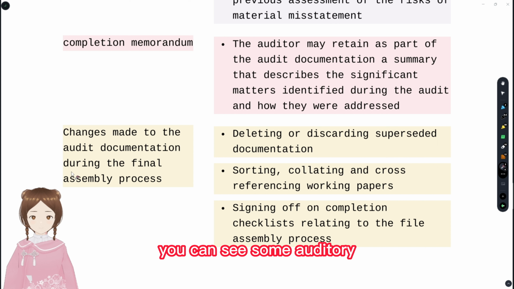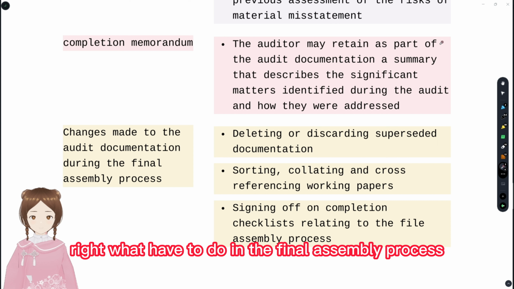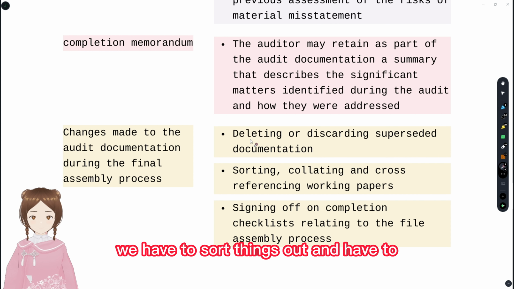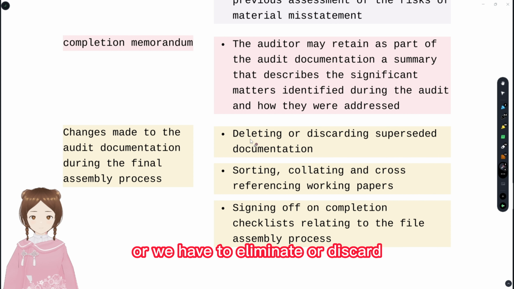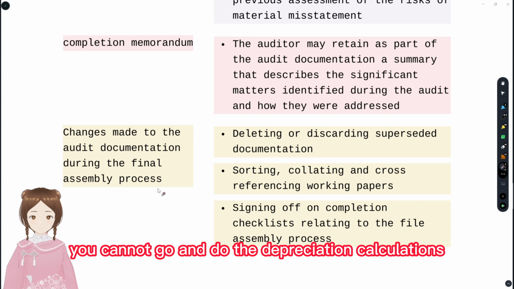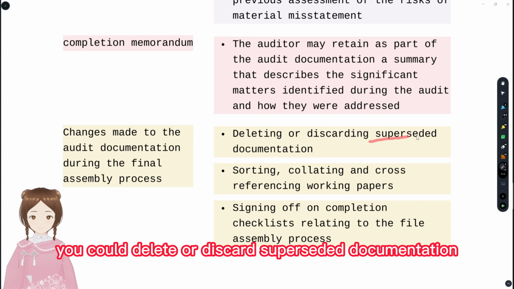You see, when the auditor is signing the audit report, by that time all the audit procedures should have been performed and all the disagreements should have reached a conclusion, right? What do you have to do in the final assembly process? We have to sort things out and delete some files, or eliminate or discard a few unnecessary things. But in the final assembly process, you cannot go and do the depreciation calculations or assessment of risk there. This audit was completed here. After that, what could you do? You could delete or discard superseded documentation.